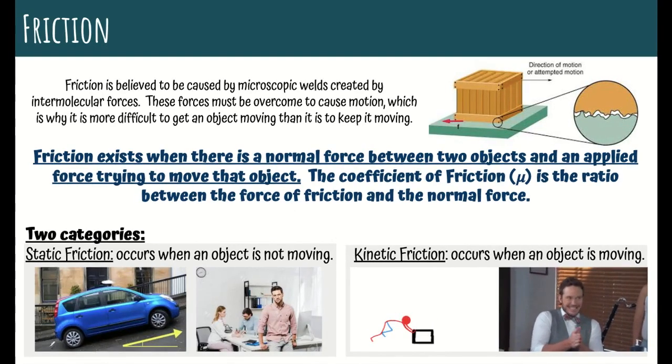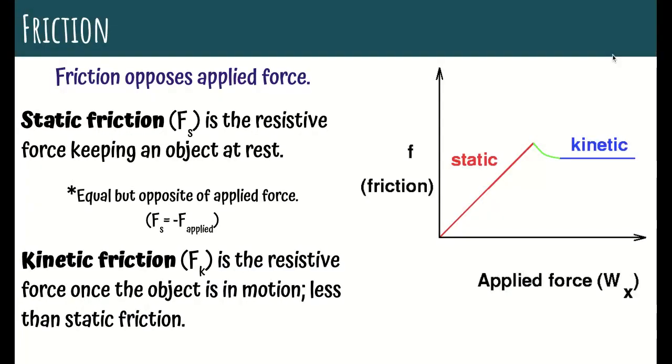So friction, we know, always opposes applied force. If we are pulling our block towards the left, we know that the friction will be going towards the right. So anytime you have an applied force, you're going to have an opposing force of friction.